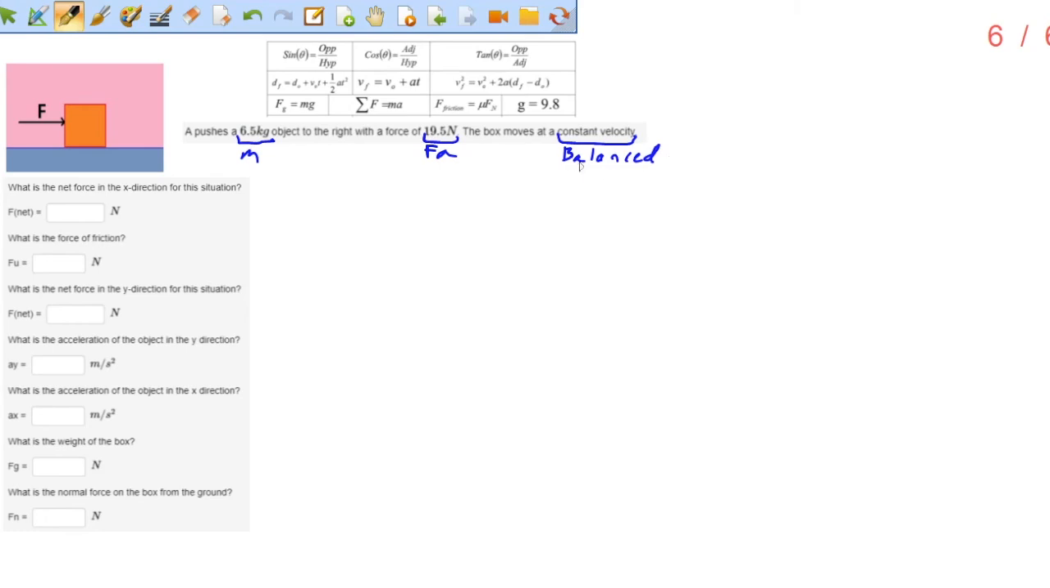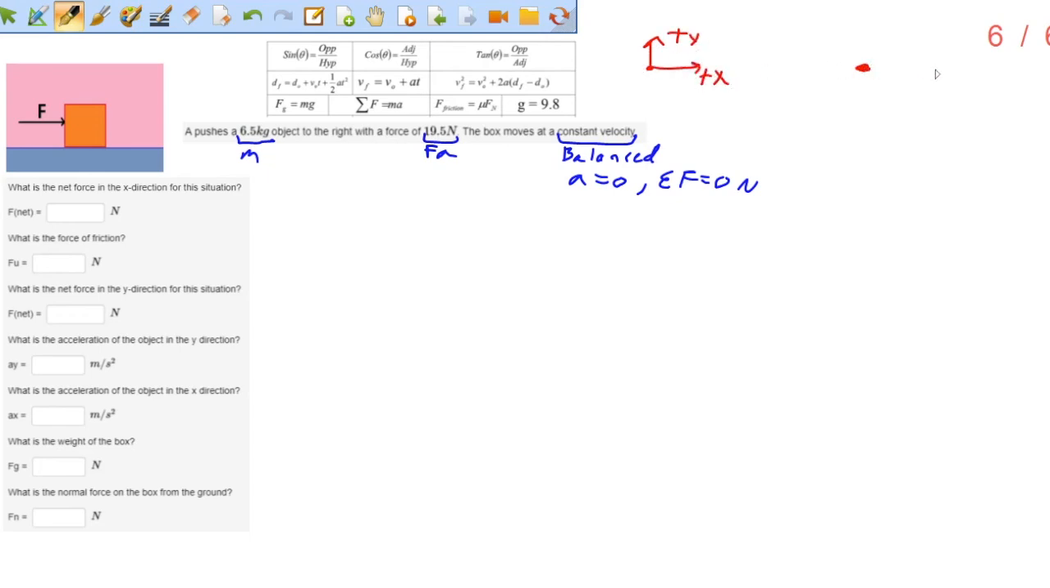And it's also going to tell us that the acceleration is equal to 0. Since there's no acceleration, that's telling us that our net force is equal to 0 as well. This is all really important information that we'll get to later on in the problem. Let's go ahead and set up our origin. We know that up is the positive y direction and to the right is the positive x direction.